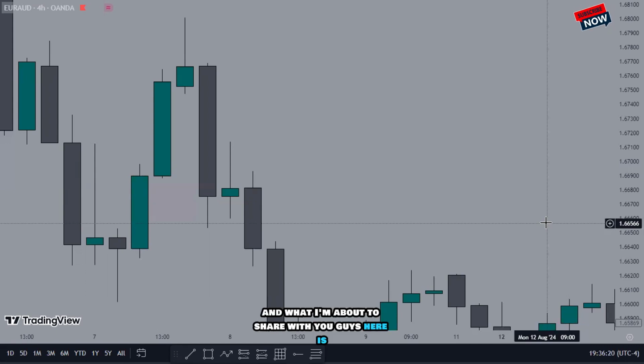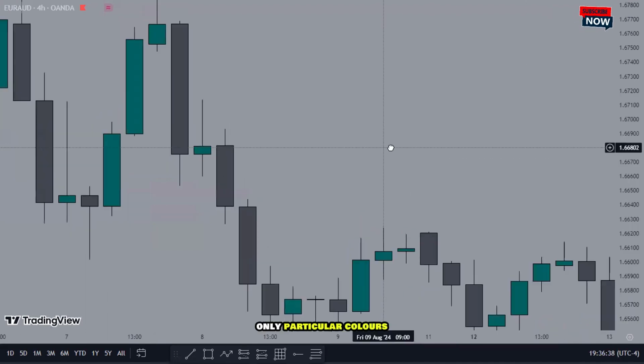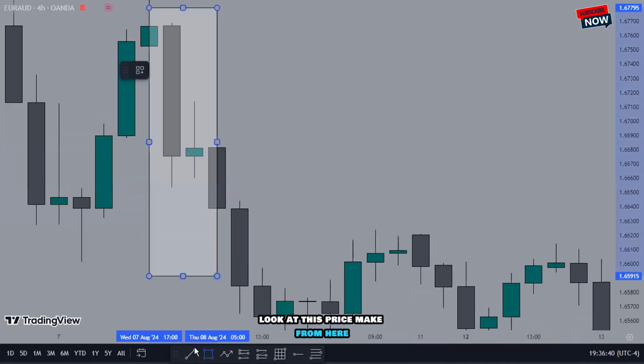What I've understood and what I'm about to share with you guys here is fair value gaps work. Fair value gaps, they work. Nobody should tell you that they don't work. They work. But now the problem is there's a lot of fair value gaps in this market. On this particular candlestick, let's look at this price leg. Look at this price leg from here to here.